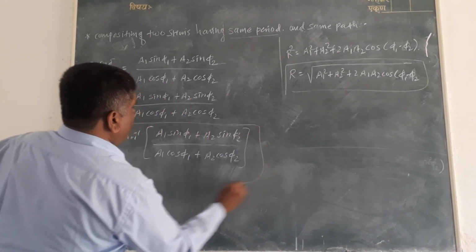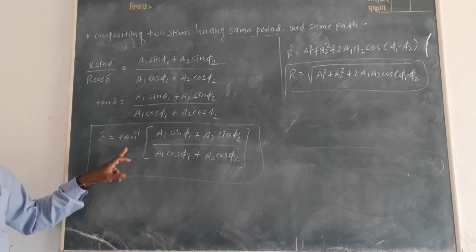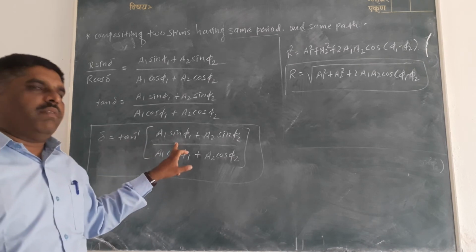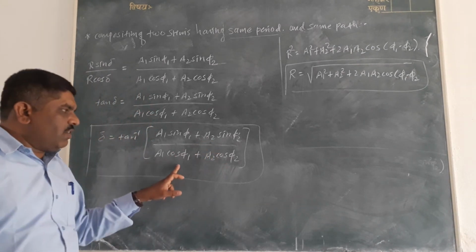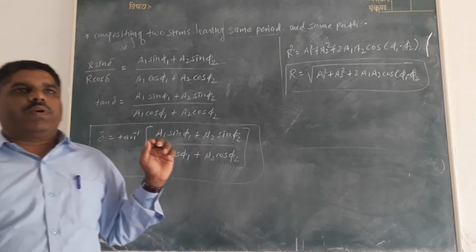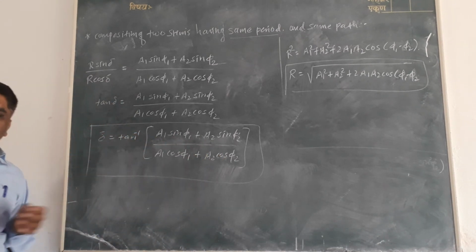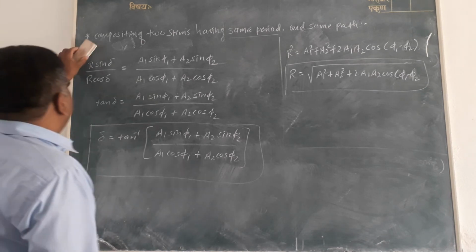Using this equation, that is delta is equal to tan inverse of bracket A1 sin alpha 1 plus A2 sin alpha 2 divided by A1 cos alpha 1 plus A2 cos alpha 2, we calculate the direction of two SHM. Now we consider some cases.